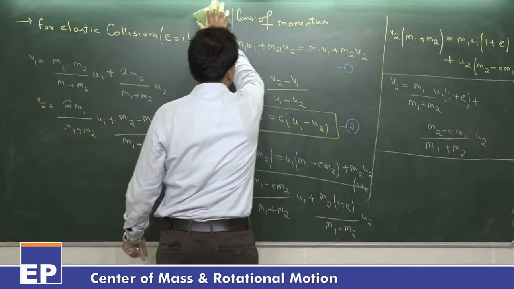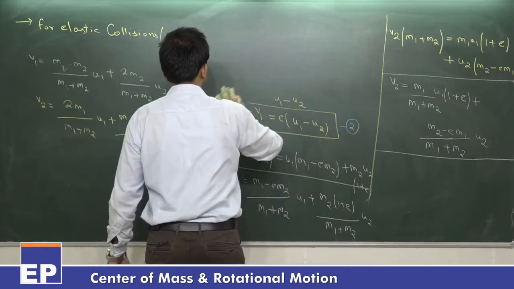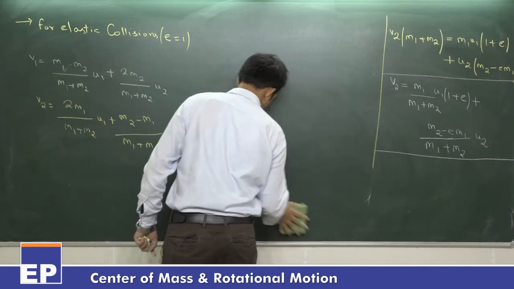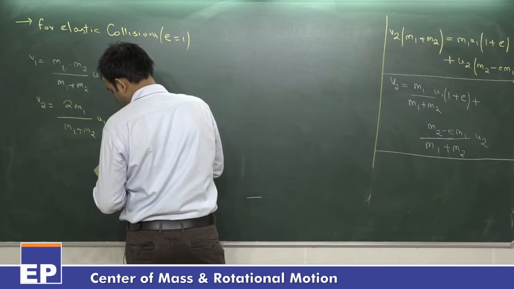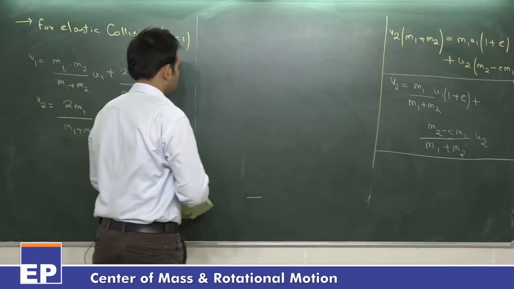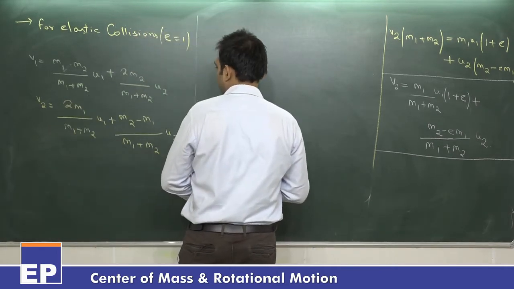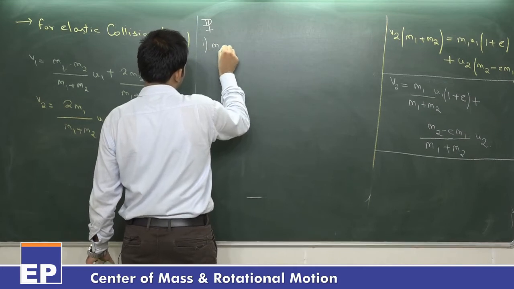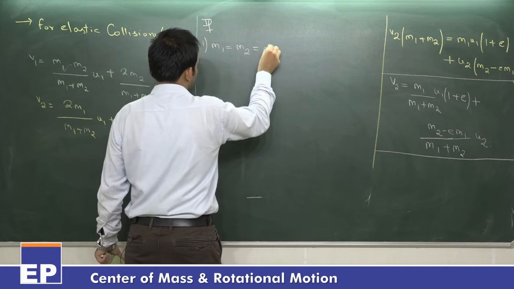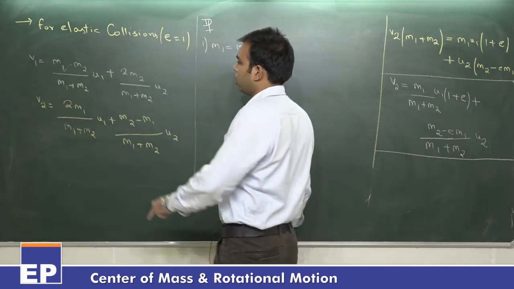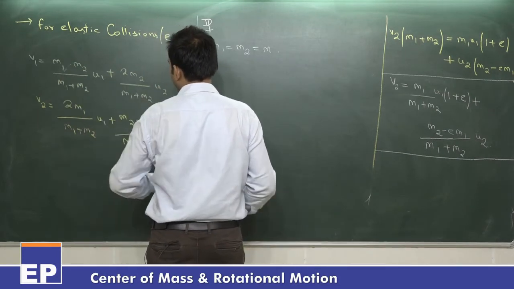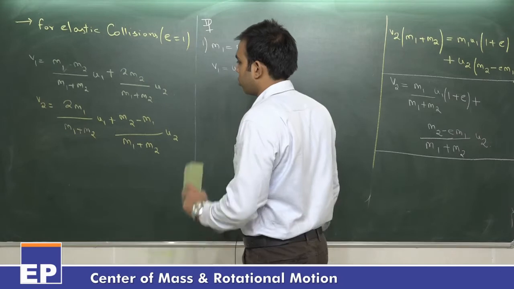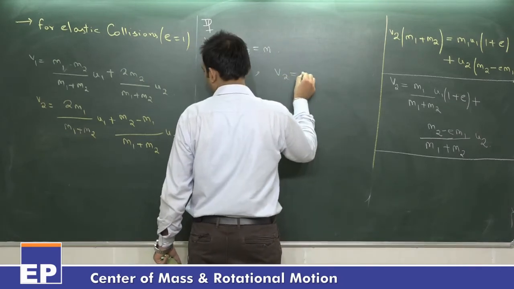Now, for elastic collision, if I am discussing the first case, m1 is equal to m2. अगर m1 m2 सेम हो जाएंगे ये चीज 0 हो जाएगी और ये कितना बन जाएगा 2m by 2m, that is v1 is equal to u2. और अगर इसमें करेंगे तो चीज जीरो हो जाएगी, that is 2m divided by 2m, that is v2 is equal to u1.